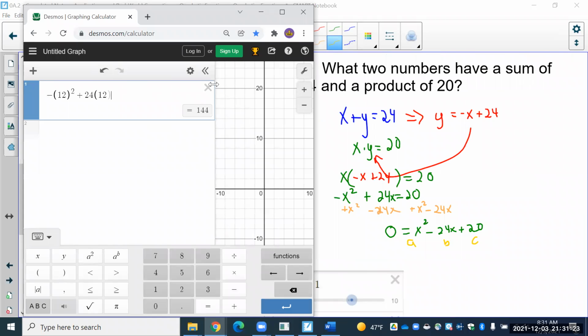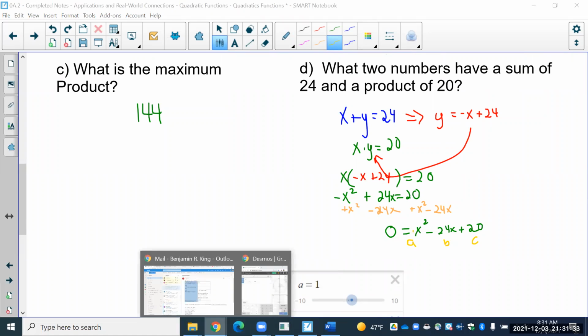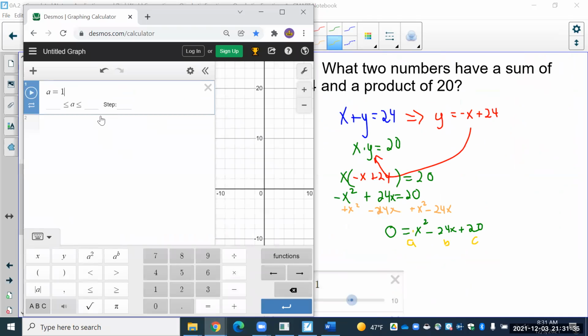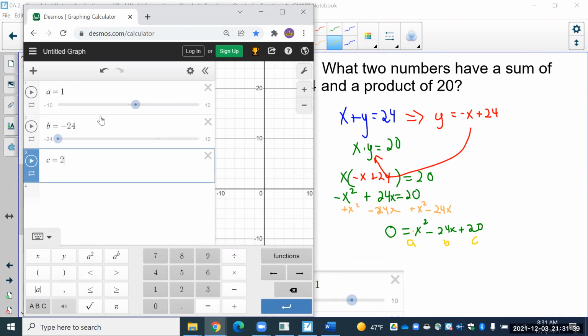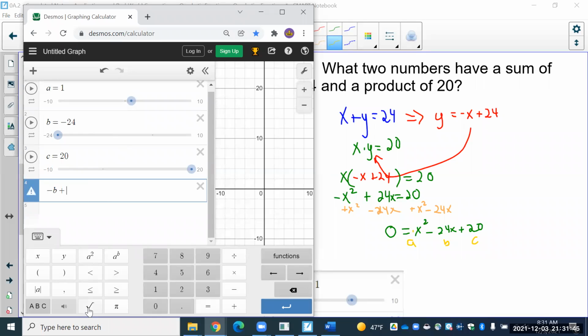So I'm going to come in here and plug in, just like we did last time, A equals 1, as you can see right here. Okay, so A equals 1, hit enter, B equals negative 24, and C equals 20. And then I'm going to type in the quadratic equation. Minus B plus square root is in the keyboard.